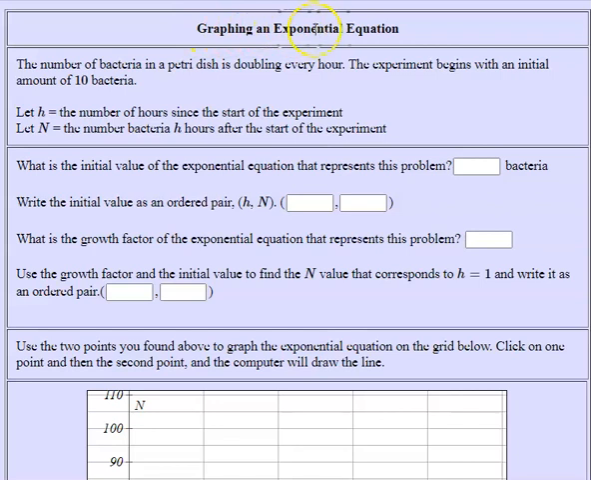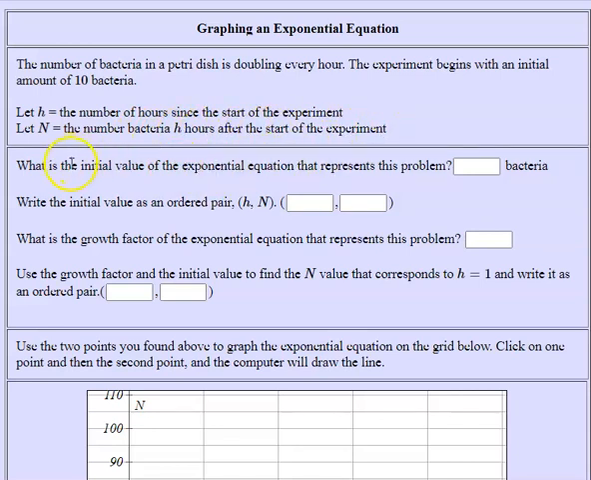Here we're going to graph an exponential equation in MOER. And we have the number of bacteria in a petri dish is doubling every hour. The experiment begins with an initial amount of 10 bacteria. Our variables are H is the number of hours since the start of the experiment, and capital N is the number of bacteria H hours after the start of the experiment.